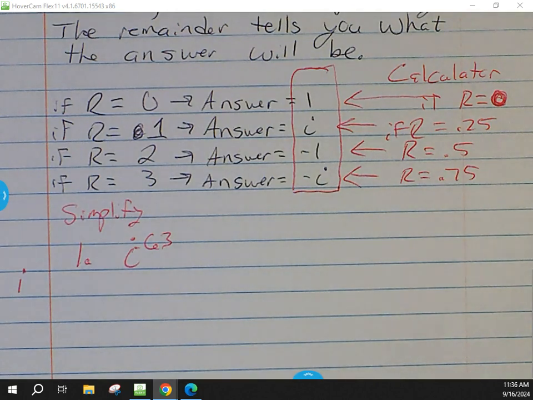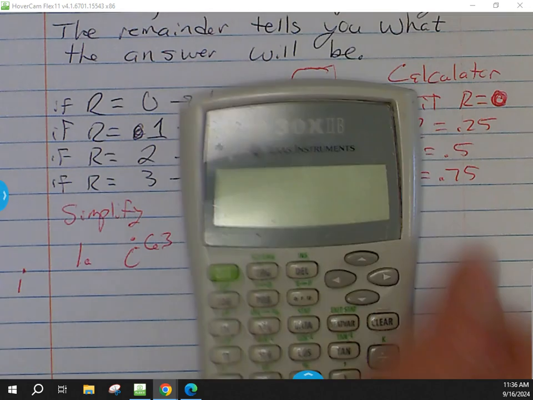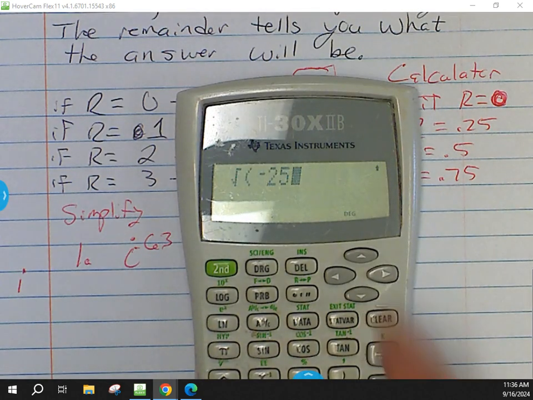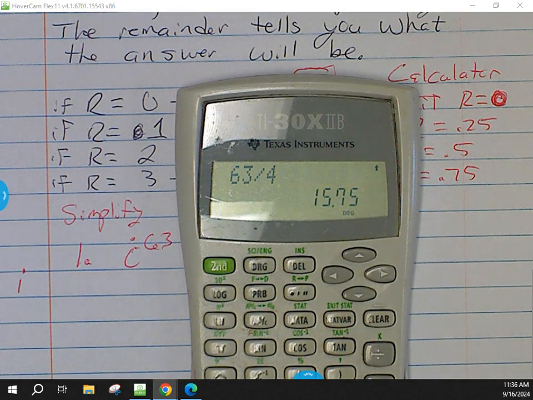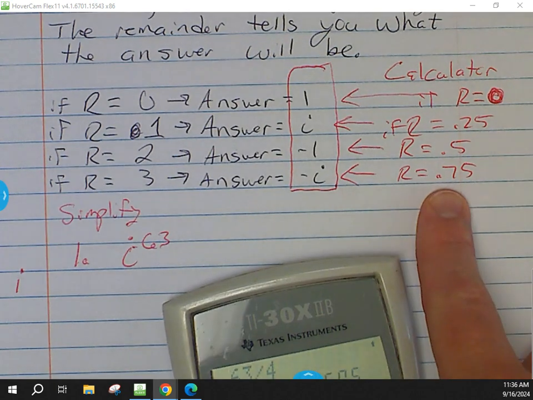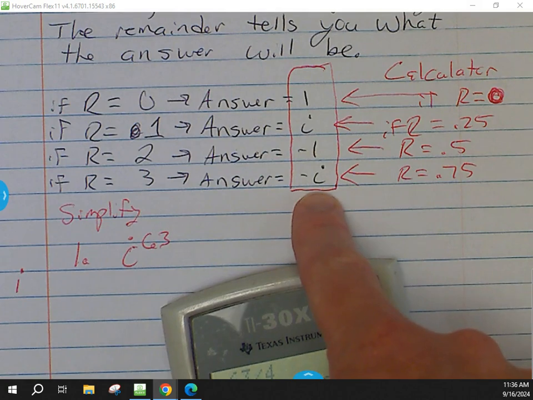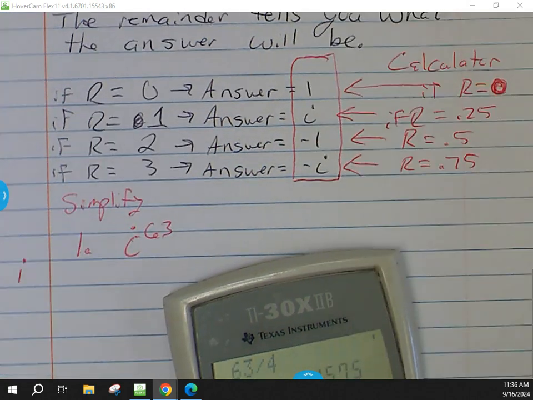Okay, and all you do is you take your calculator out. You take 63 and you divide it by 4. And again, all you're looking for is your remainder. In this case, we got 15.75. So your remainder is 0.75. So your answer is -i.